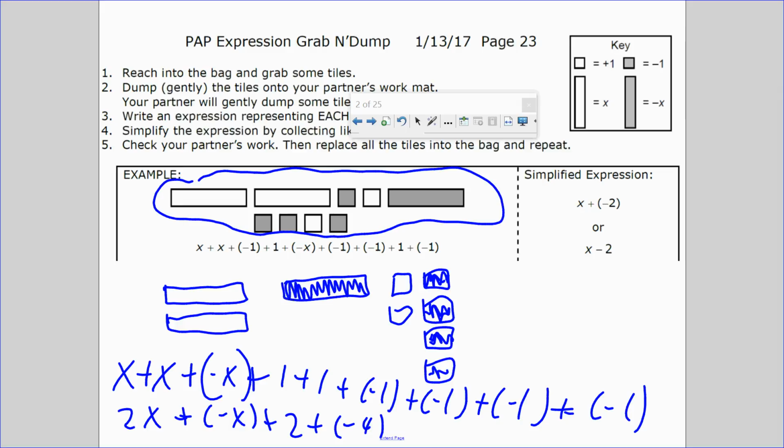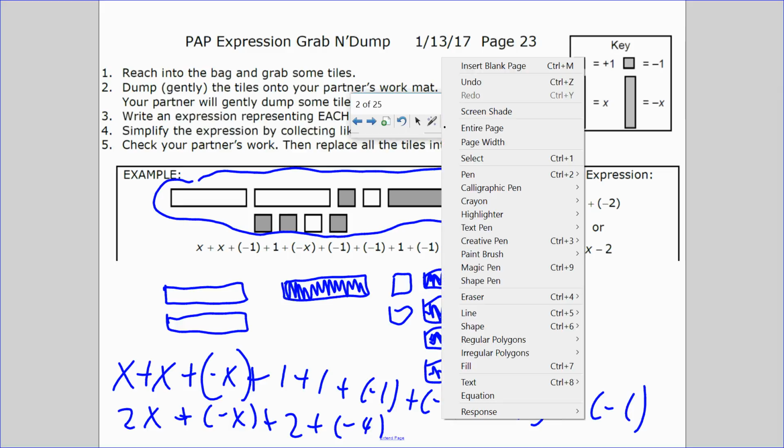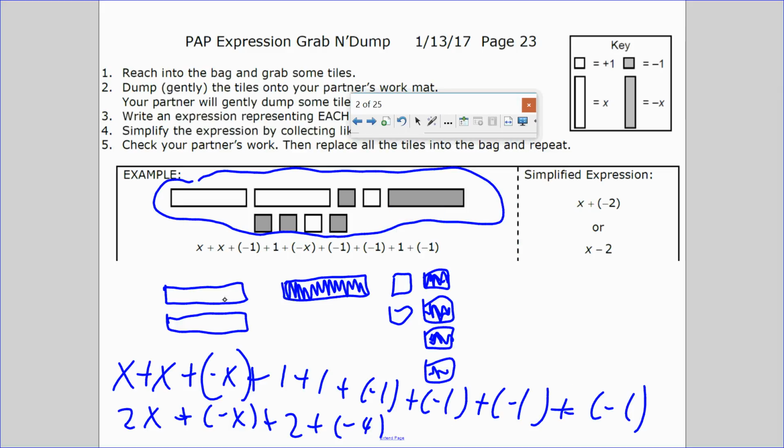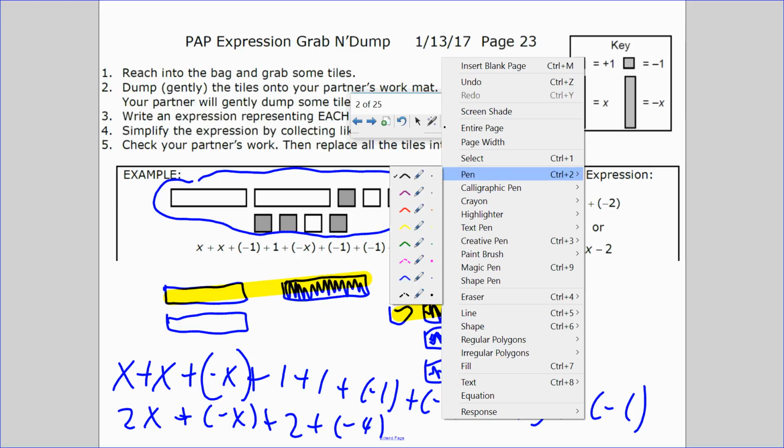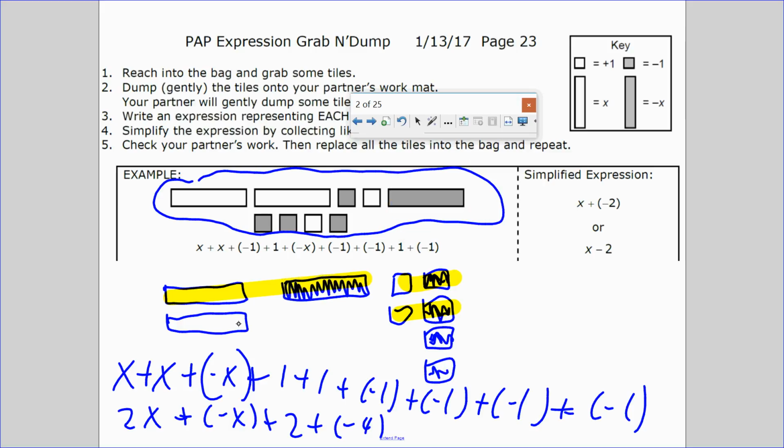But now we need to find some zero pairs. Let's use the highlighter. These are zero pairs, they go away. These are zero pairs, these are zero pairs. So what is left? I see an x and I see plus negative 2, or x minus 2.